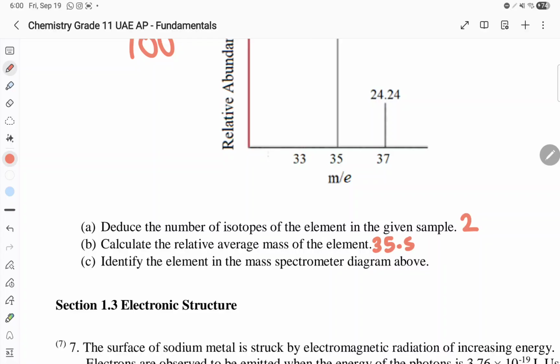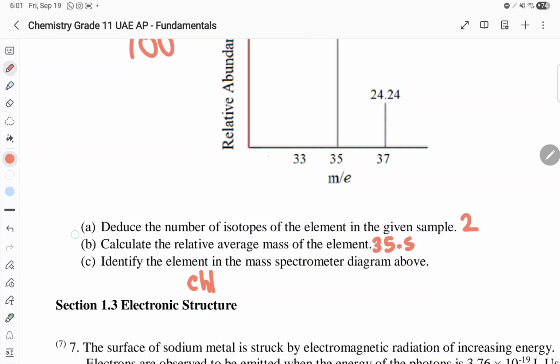Now when you go down to your periodic table, you need to use your periodic table. Find the element with the mass of 35.5 or 36 or 35. It's most likely going to be one of them. Now when you go and look, you see it's chlorine.